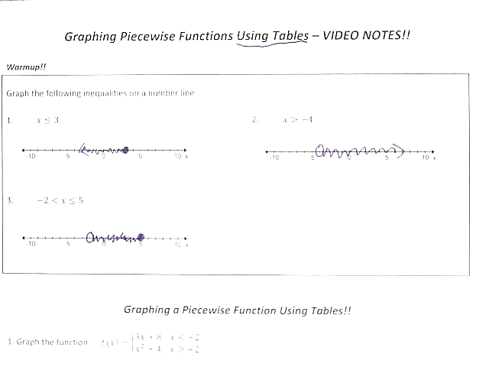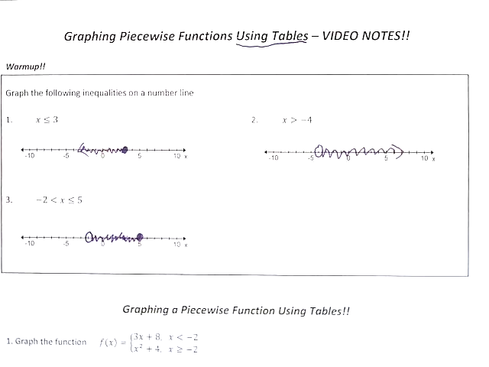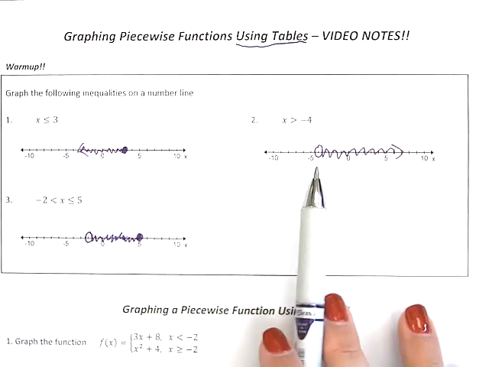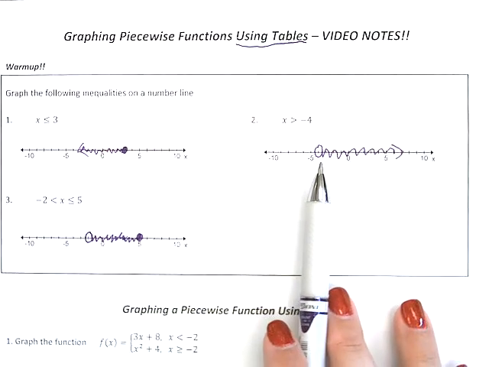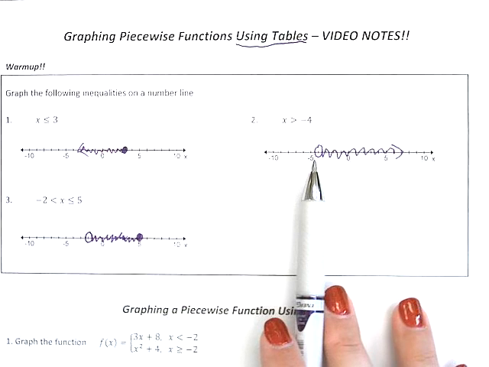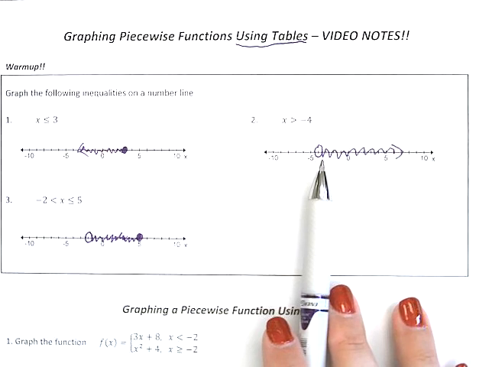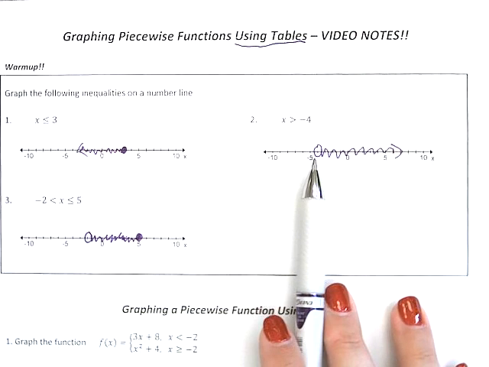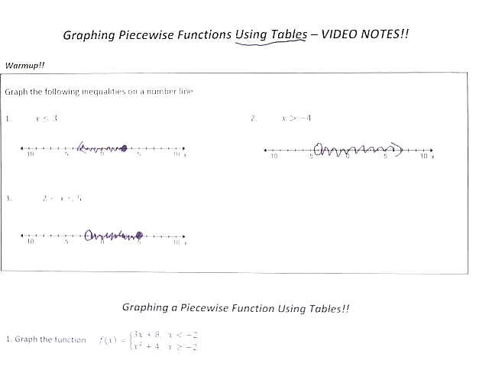All right. It's important to notice that when x is greater than -4, we put an open circle on -4. We didn't start at -3, because we can get super close to -4, we just can't actually have -4 as an answer. So that's going to be really important as we move forward.